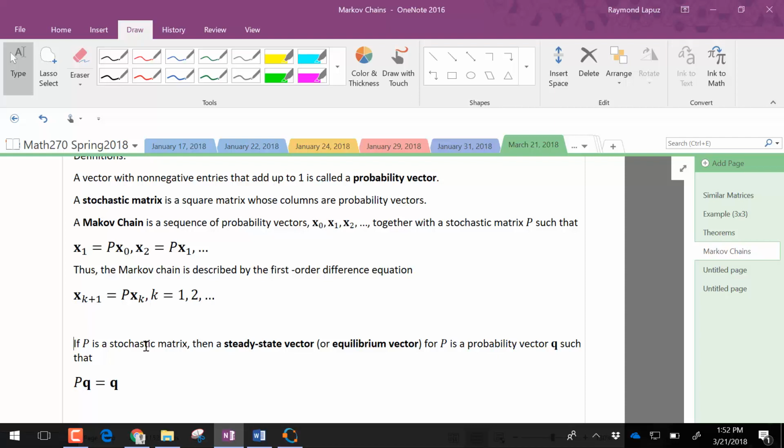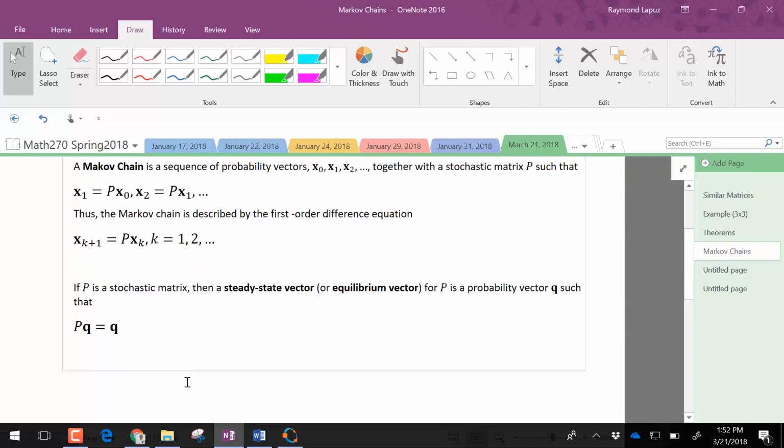Not the nth power of the matrix, but the vector that you're applying to the matrix will be the same vector. Okay? Not okay? All right, well, let's see if we could do an example.